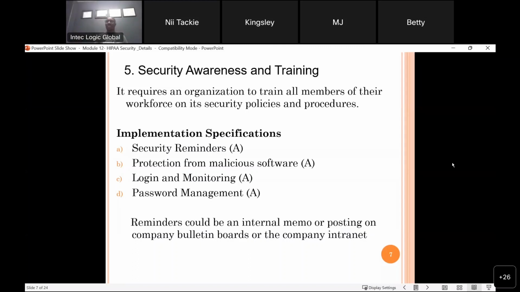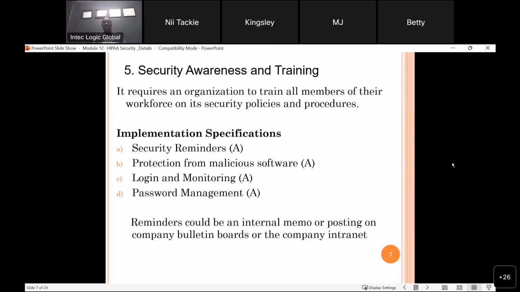Protection from malicious software. You need to put measures in place. Educate people to know about malicious software, not to be downloading, or even you shouldn't give them the right to download and install software that has not been well vetted or that you haven't done a security assessment on. But you educate people that, look, there is malicious software out there. Be very careful. It's not everything that you should download.